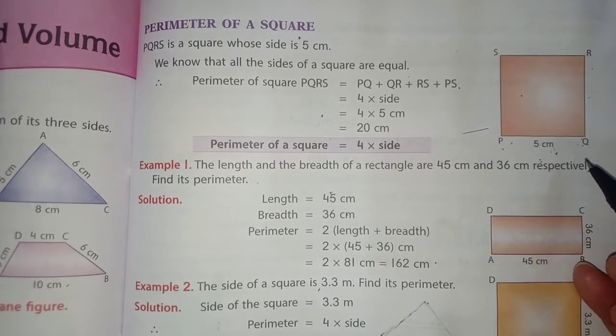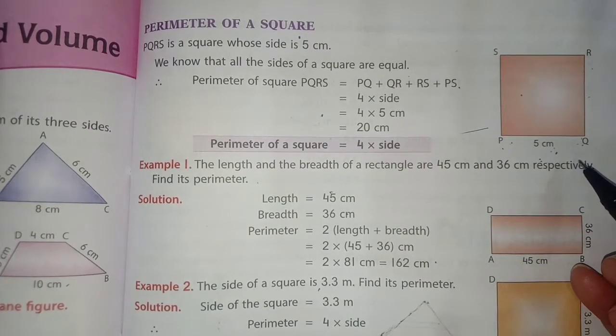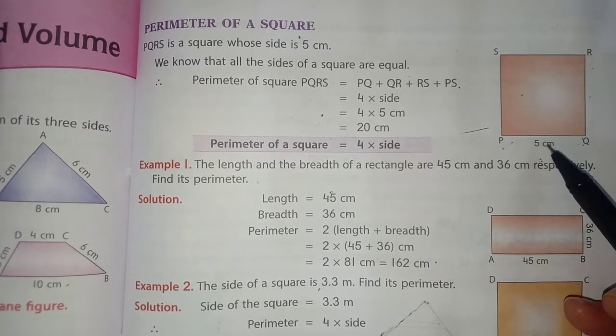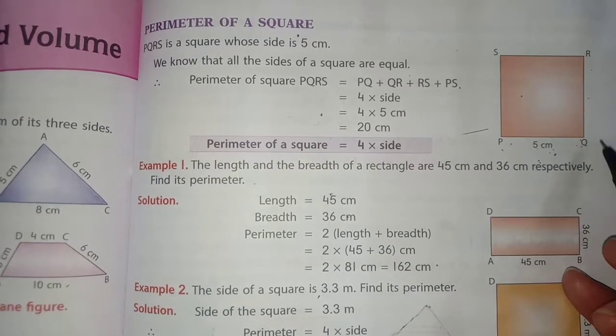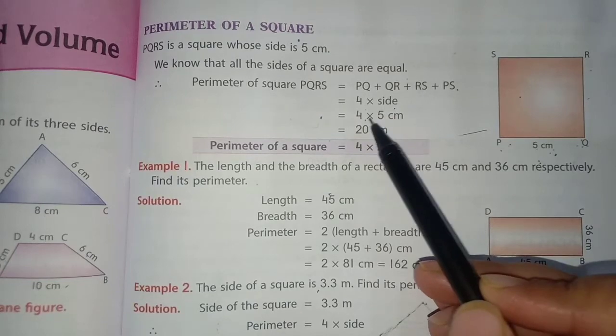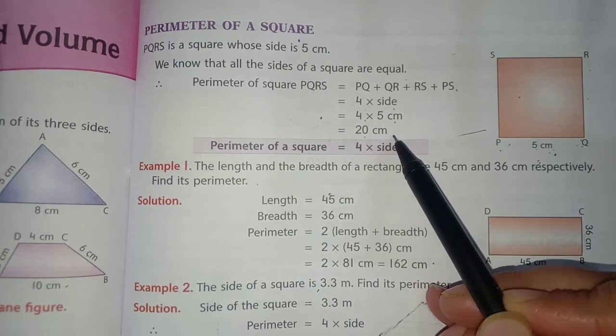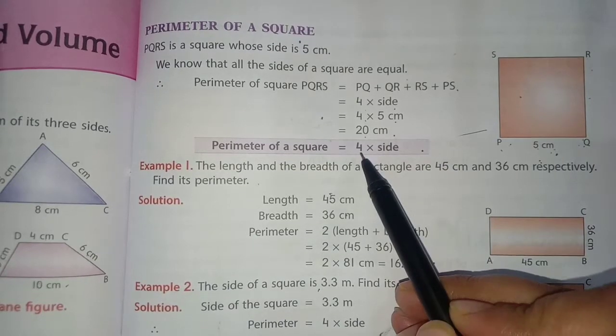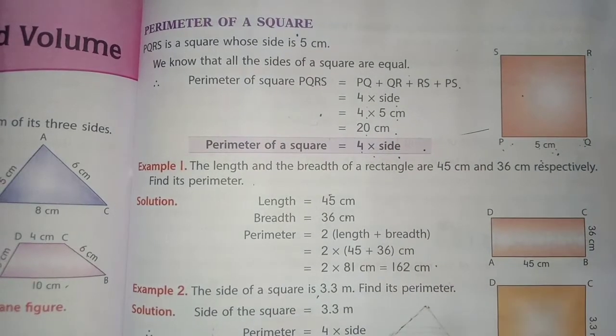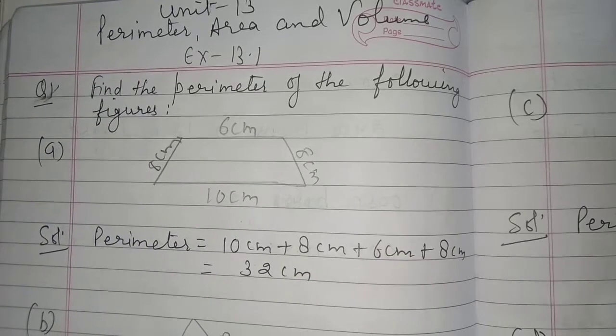And there is a formula for finding the perimeter of a square, that is 4 into side, because either we can add 4 times 5 or we can just multiply it by 4. So 4 into side means 4 into 5 centimeter will give us 20 centimeters. So what is the formula for finding the perimeter of a square? 4 into side. Now let us start the exercise.